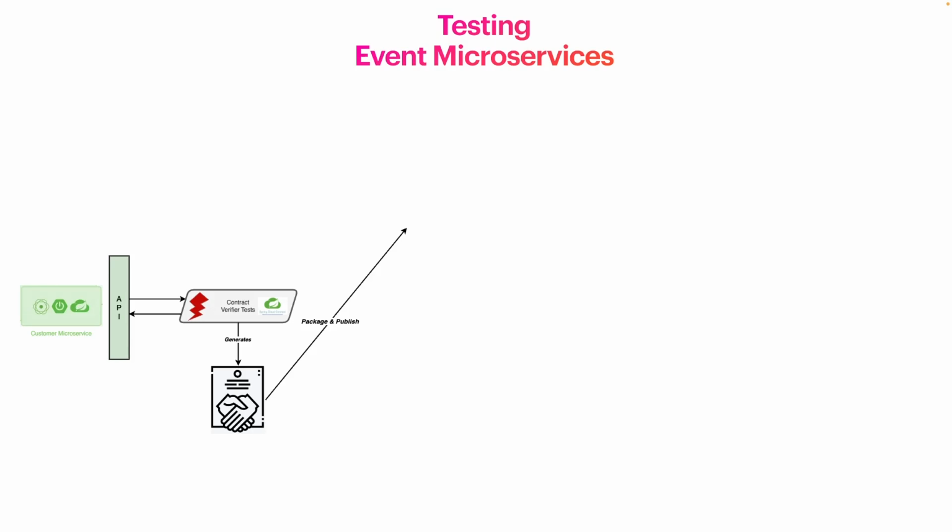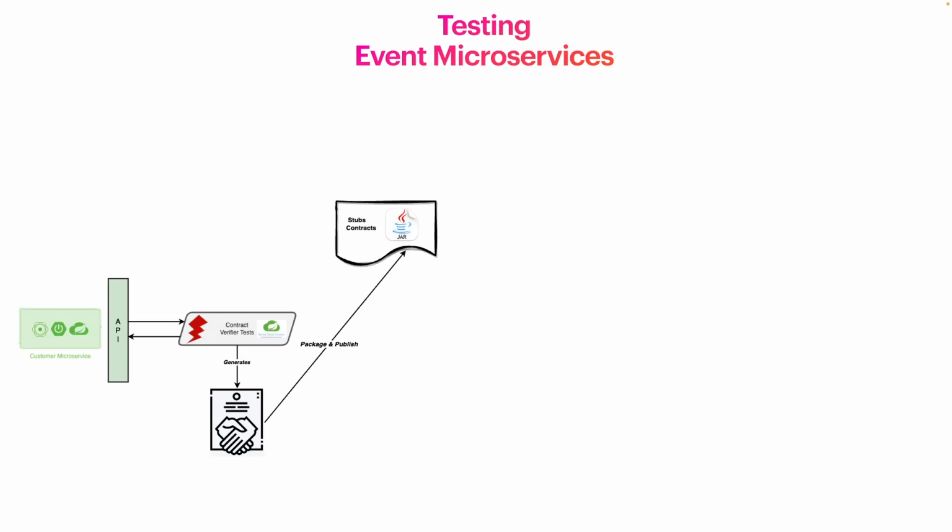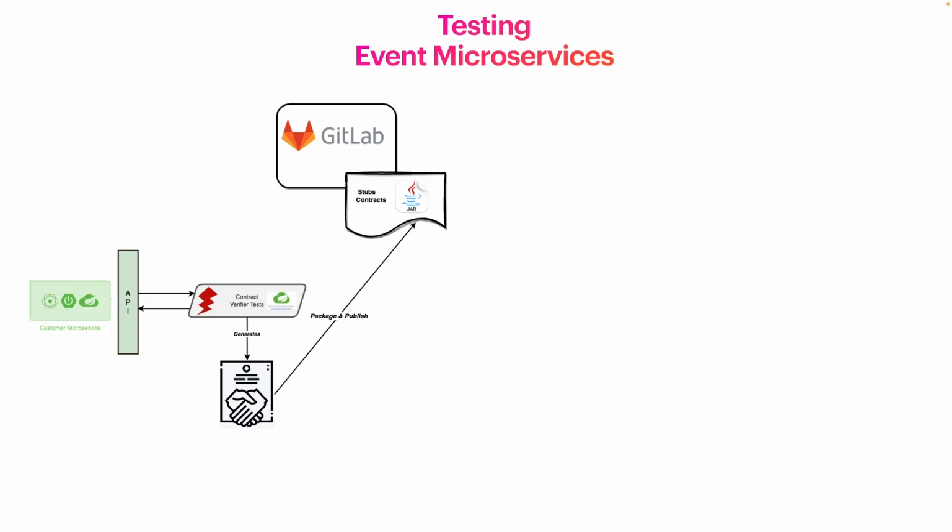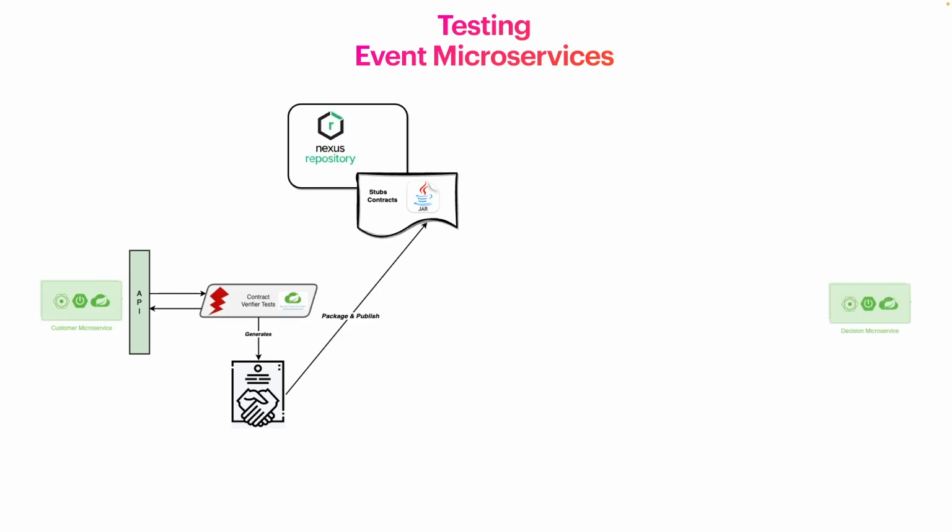Okay, so we have packaged our application as a jar. If we inspect the jar, for example, the stubs.jar, we will see the contract and the stubs inside that jar. And then we publish our jars to our repository. It can be, for example, GitLab, Nexus, or even our local repository. So in this video, we are going to test the consumer side, which in our case is our decision microservice.